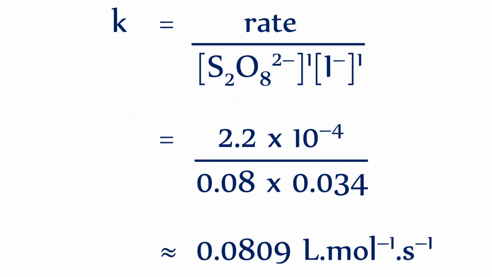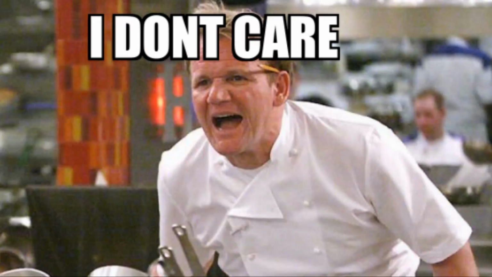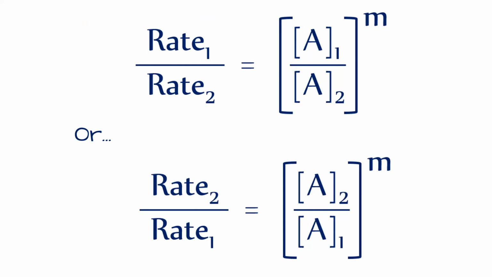Now, one question that sometimes crops up is, when you're comparing this experiment with that experiment and you have rate over rate and concentration over concentration, which one do you put on top? Which is the numerator? The first experiment information or the second experiment information? Well, the answer is it really doesn't matter. You could put experiment 1 over experiment 2. So it would be rate 1 over rate 2 is equal to concentration 1 over concentration 2 to the power of M. Or you could flip it and have rate 2 over rate 1 is equal to concentration 2 over concentration 1 to the power of M.